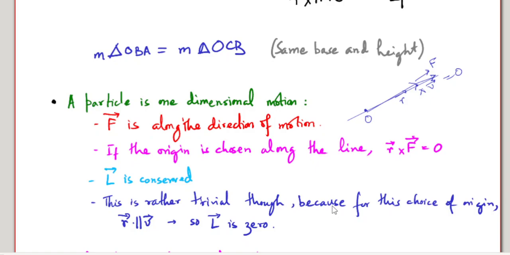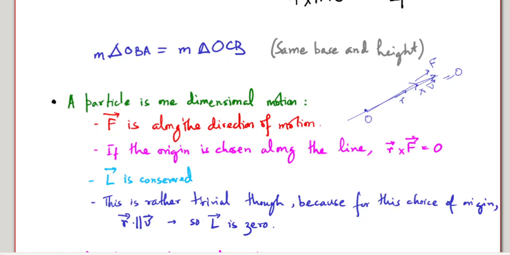But let me point out one thing. Even in this simple situation of a particle moving in a straight line, the conservation of angular momentum, trivial as it may be, works only when you put the origin on the line itself. If the origin were away from this line, then torque would not vanish, angular momentum in general would not be conserved.